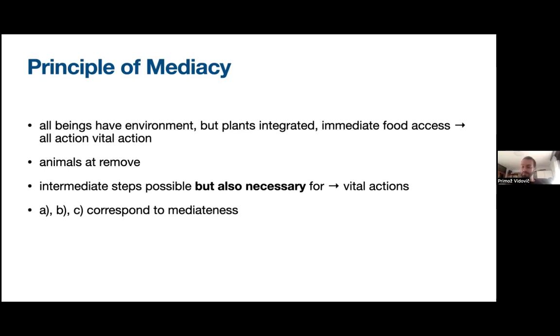In essence, the plant can execute its basic vital self-care, its basic care for itself immediately. Whereas with the animal, it is no longer in this immediate touch. Its goals are no longer right next to it. It has to get to them, so it has to mediate this way towards them.